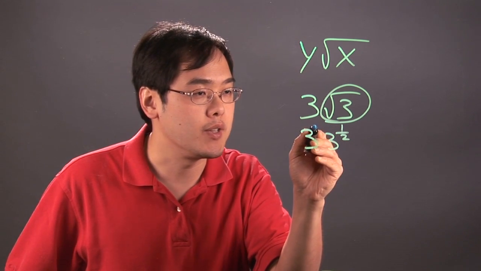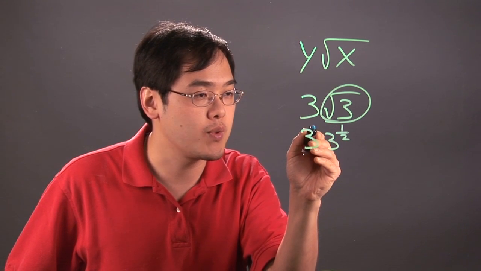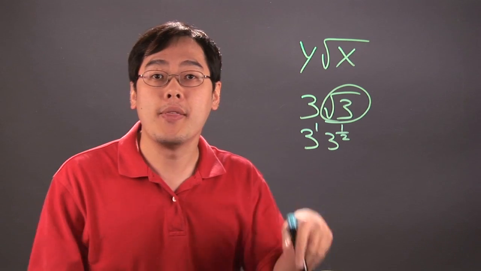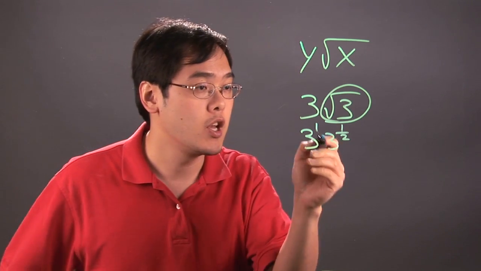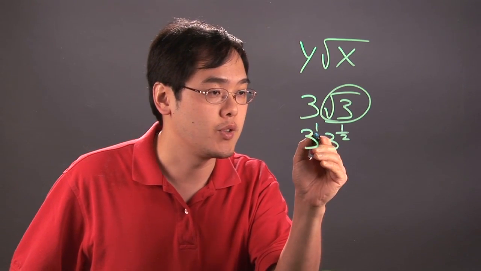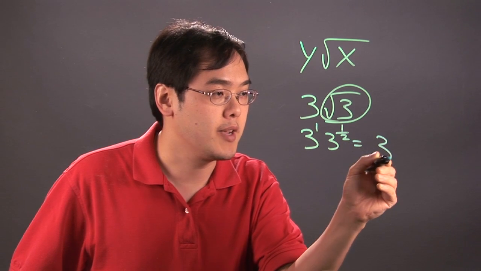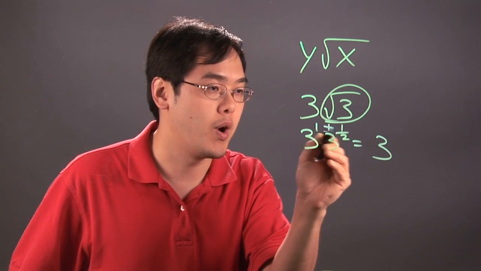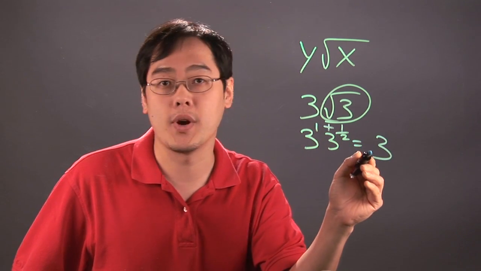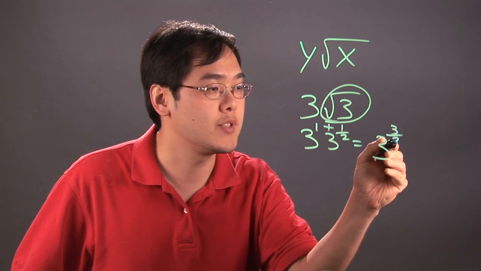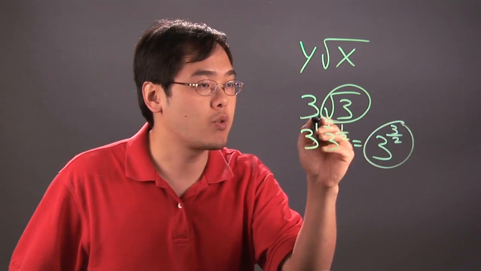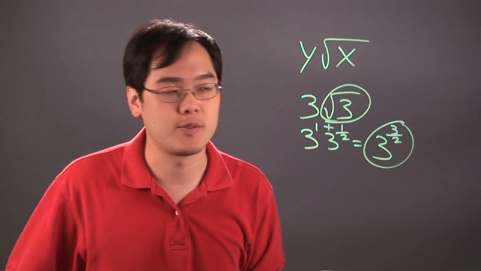And what you do here is you rewrite this 3 as an exponent, 3 to the 1, and then use your properties of exponents to finish the problem. So you keep the base 3, but then you add the exponents together: 1 plus a half is 1.5, or you rewrite it as 3/2. So 3 times the square root of 3 can be thought of as 3 to the 3/2 power.